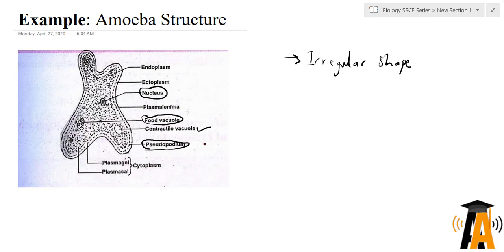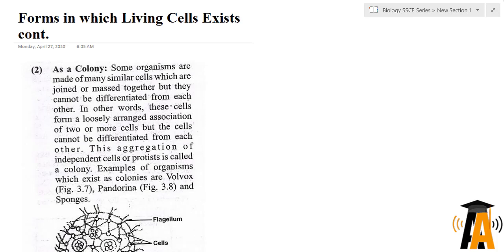You have all of them: endoplasm, ectoplasm, plasmalemma, contractile vacuole, and so on. These and others, like we said, paramecium, chlamydomonas, euglena, are all part of it. We just decided to take a single example for the sake of this class, so you can still check those up for more insight about them. Alright, we'll move to the next form in which living things can exist.